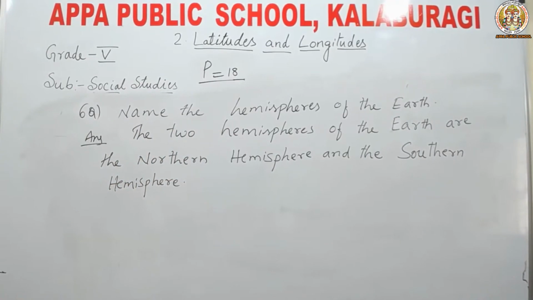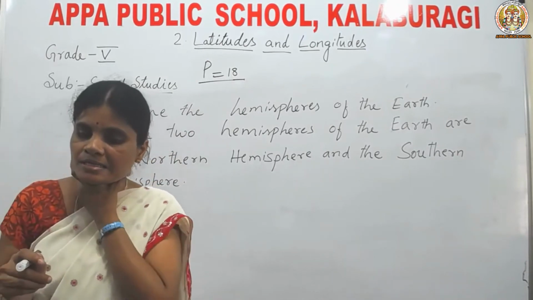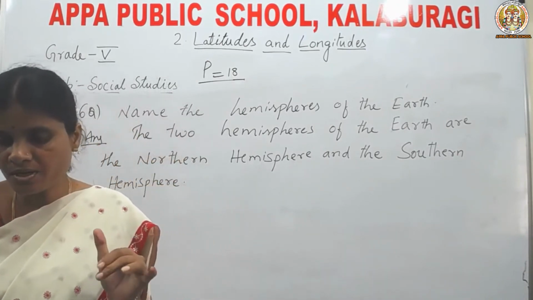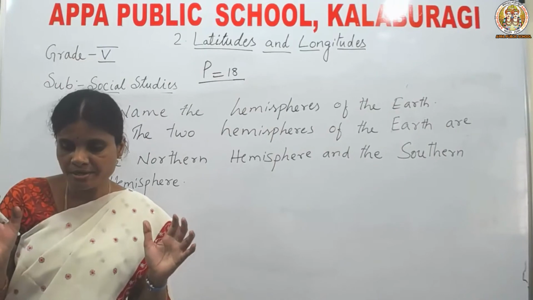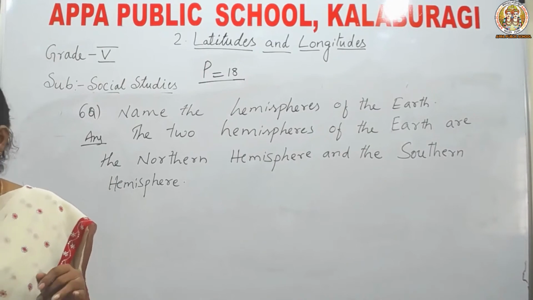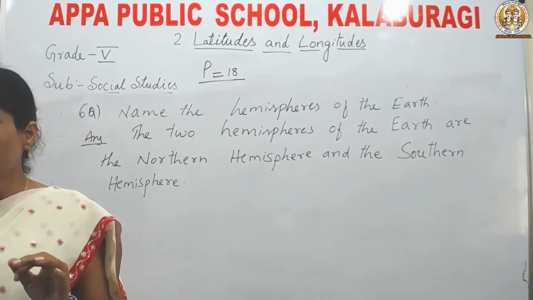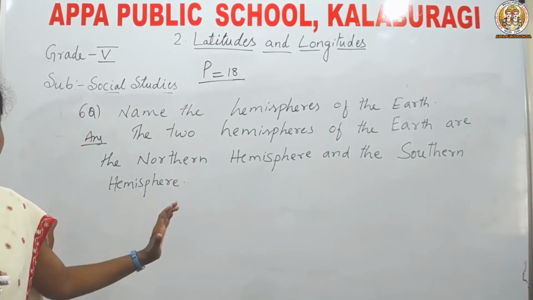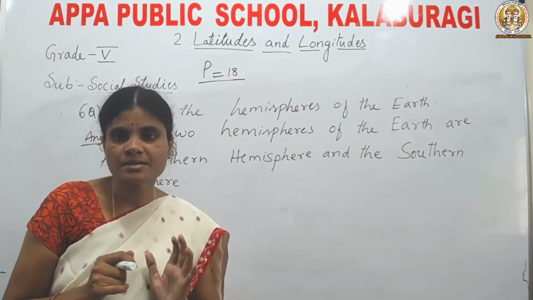Regarding the international dateline, all the countries of the world made an agreement that each calendar day begins at midnight. So the international dateline is taken as a reference point to find the dates. Understood, children? According to this agreement, all the places on the east of the international dateline are one day earlier than the west. If it is Sunday on the west of the international dateline, it is Saturday on the east of it. This is regarding the international dateline.